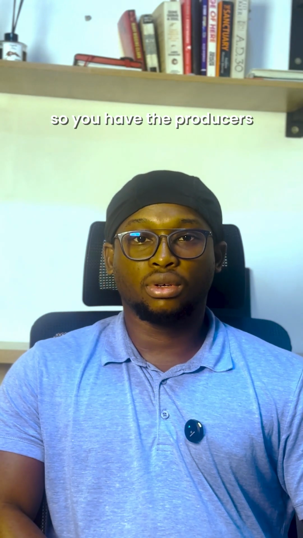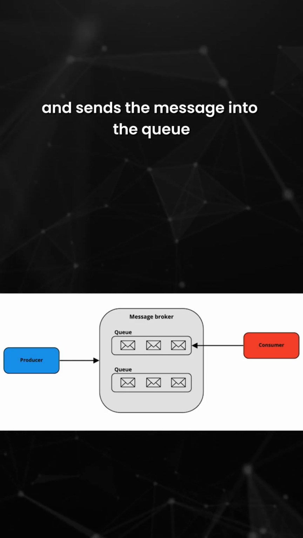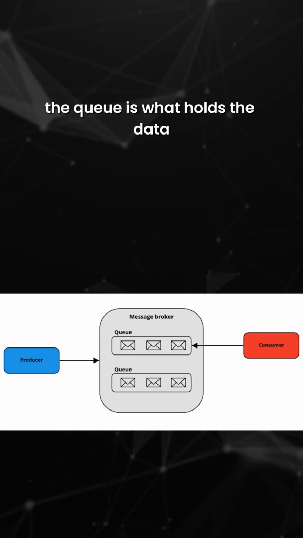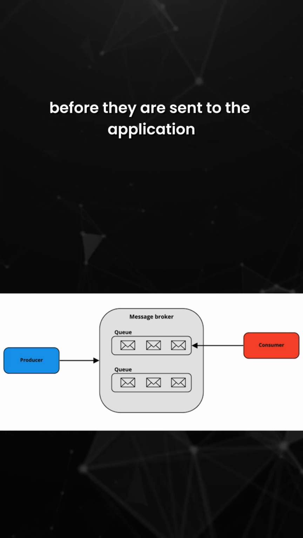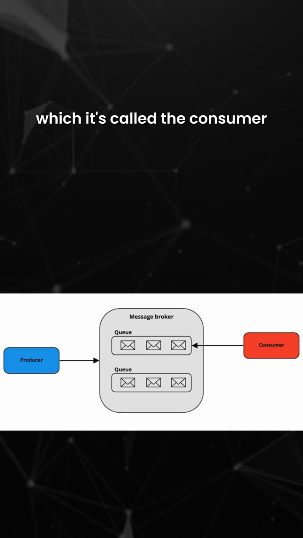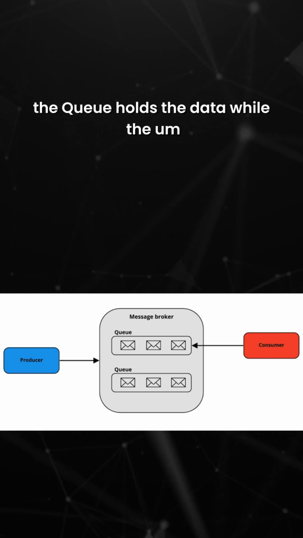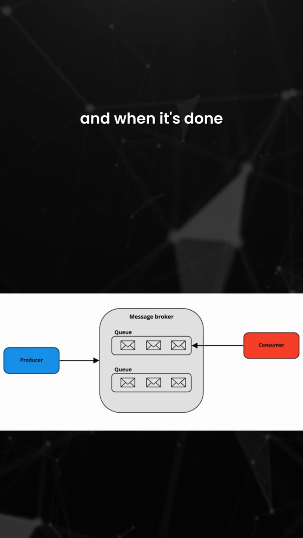So you have the producers, which create the message and send the message into the queue. The queue is what holds the data before it is sent to the application that will process that data, which is called the consumer. So the producer gets data and sends it into the queue, which holds the data while the consumer is processing. And when it's ready, the queue sends that data to the consumer.